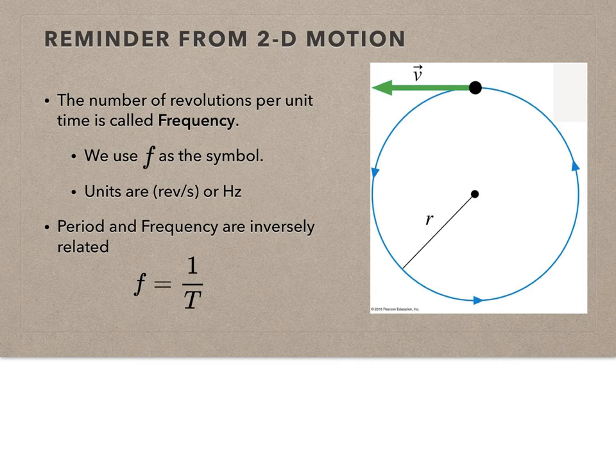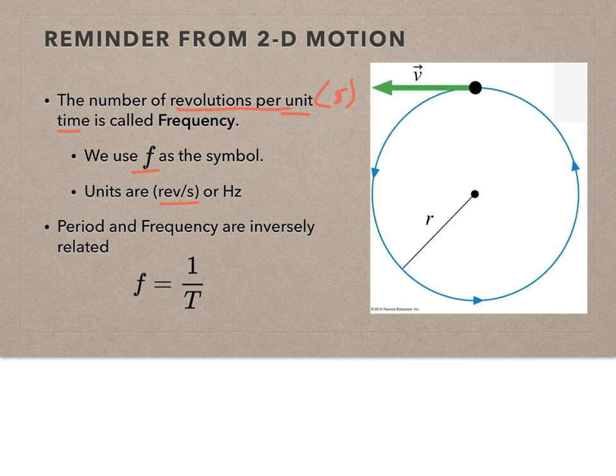So what we're going to call that is the number of revolutions per unit time, which is called frequency. Our unit time is a second. Basically, what fraction of a revolution do we do in 1 second? That's going to be frequency, as stated before. Our units are revolutions per second.